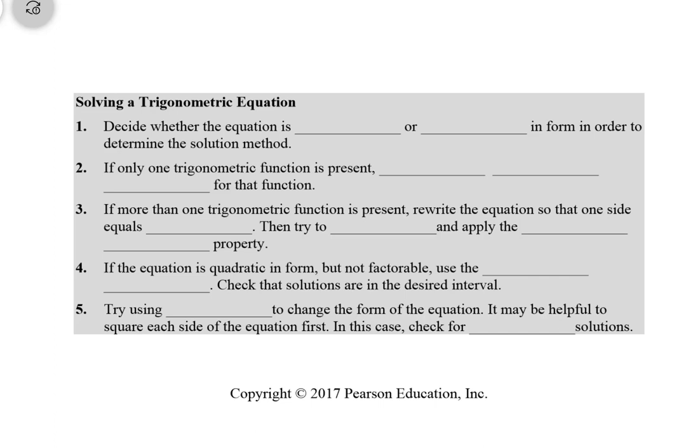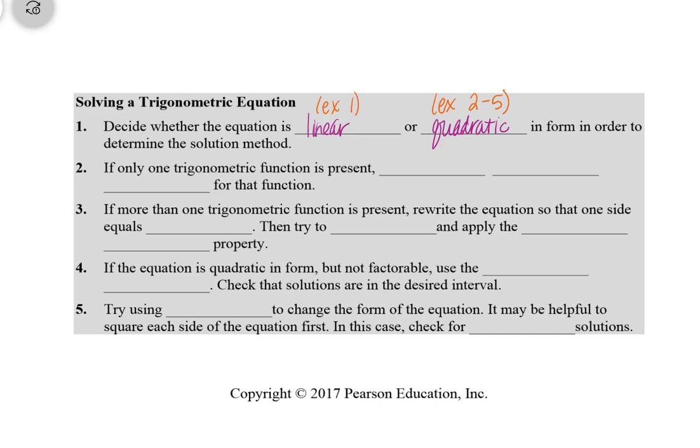Number 1, decide whether the equation is linear or quadratic. Remember, a linear equation is when the highest exponent on the variable is 1, and a quadratic is when the highest exponent is 2. Example 1 was linear, and examples 2 through 5 were all quadratic.